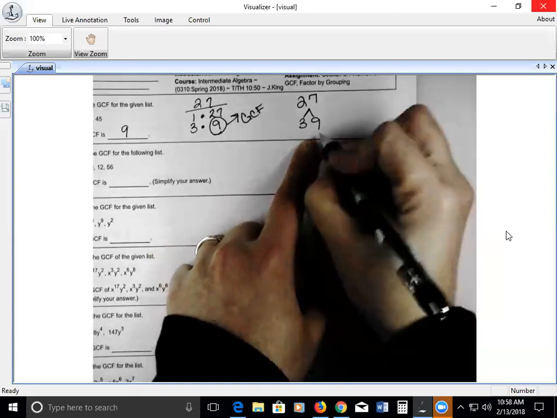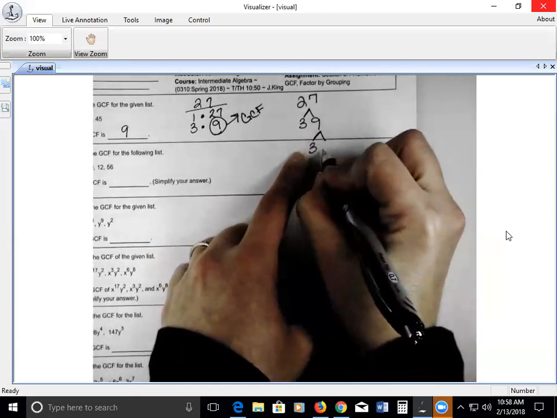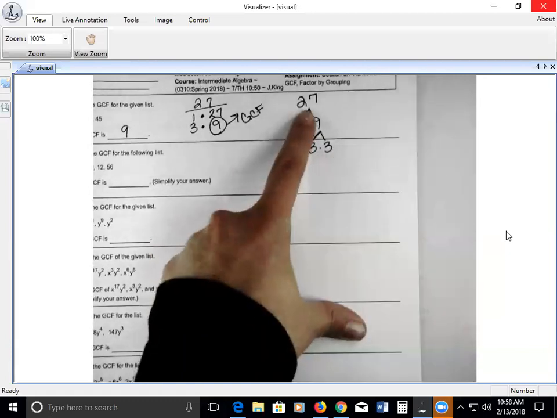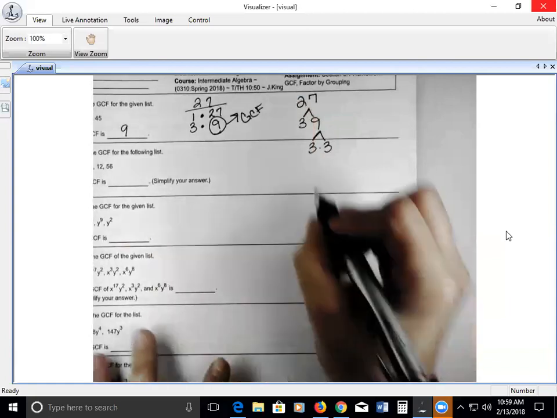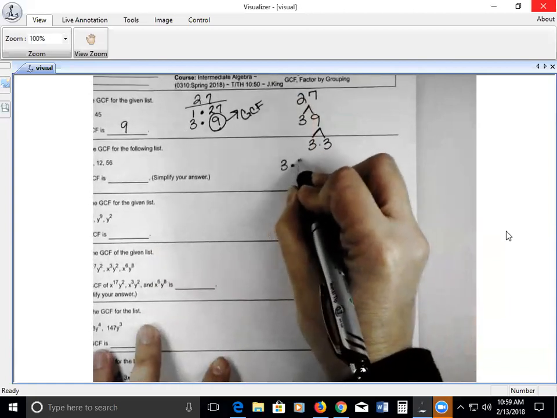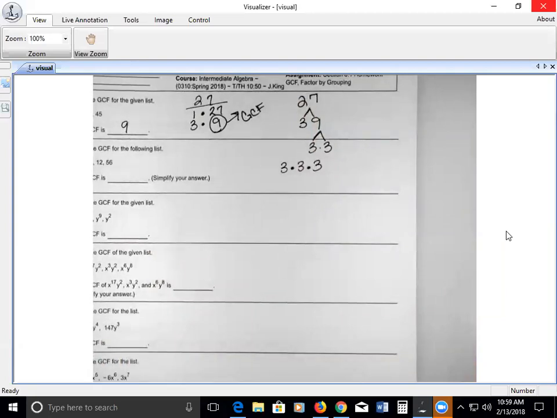So we need to break this down. What are factors of 9? 3 and 3. So what is 27 represented in prime factorization form? 3 times 3 times 3. Okay. Questions on that first one?